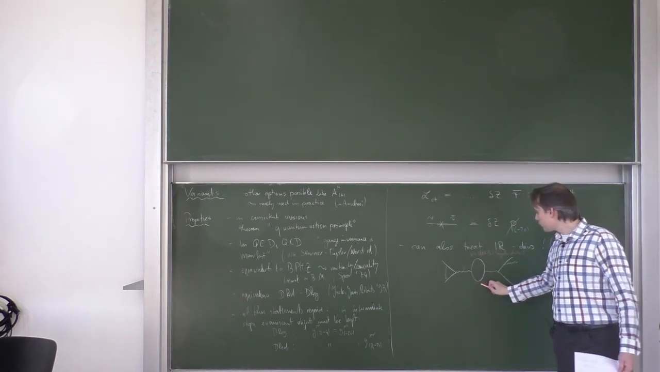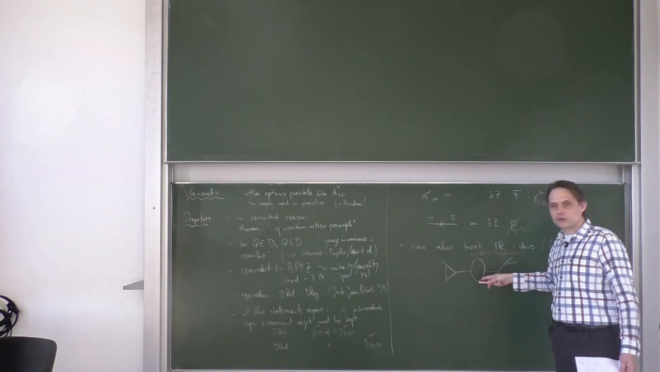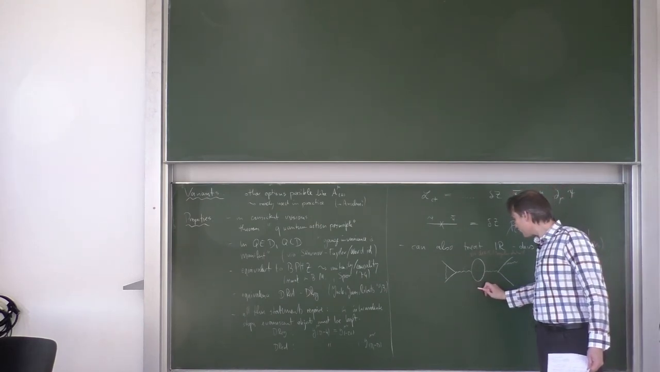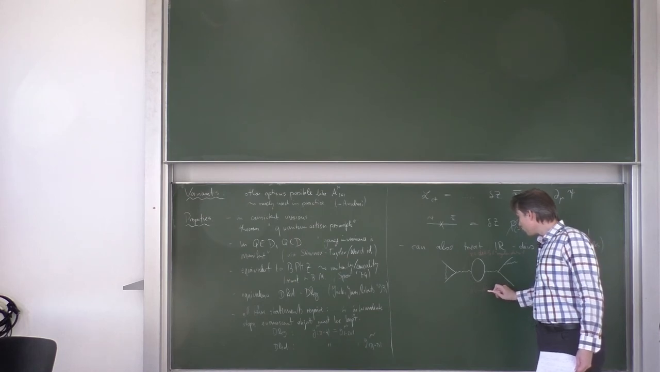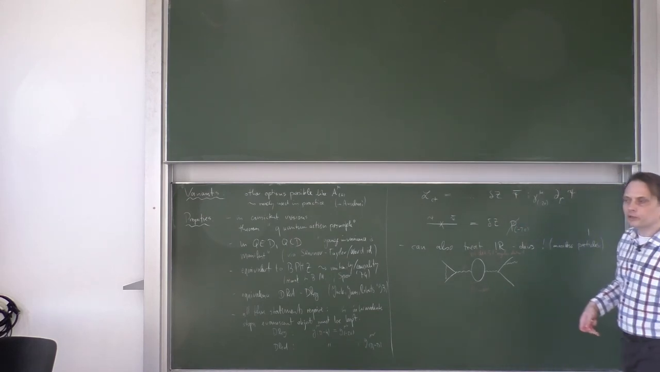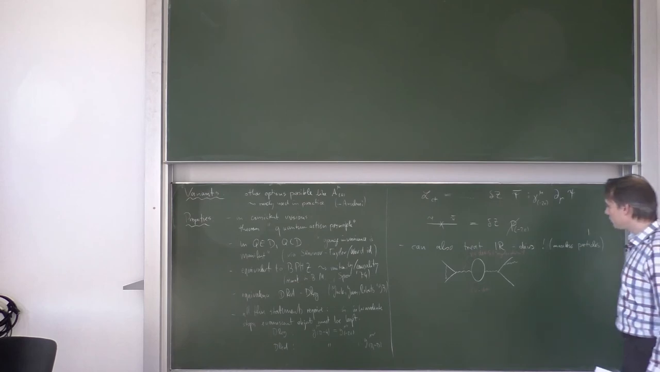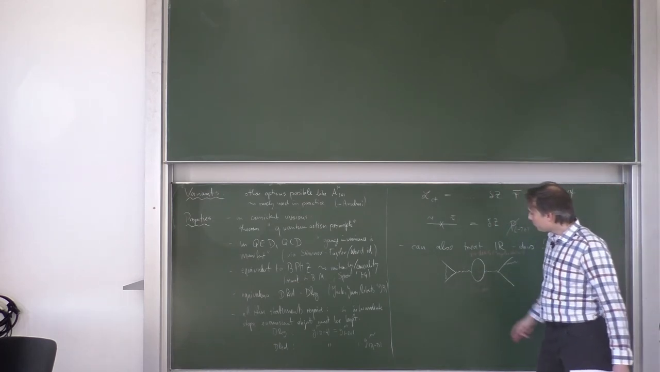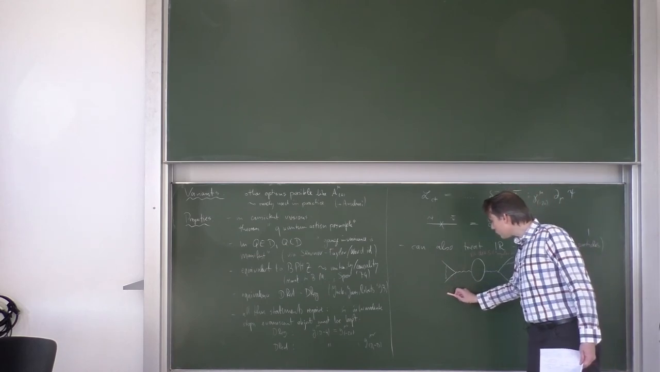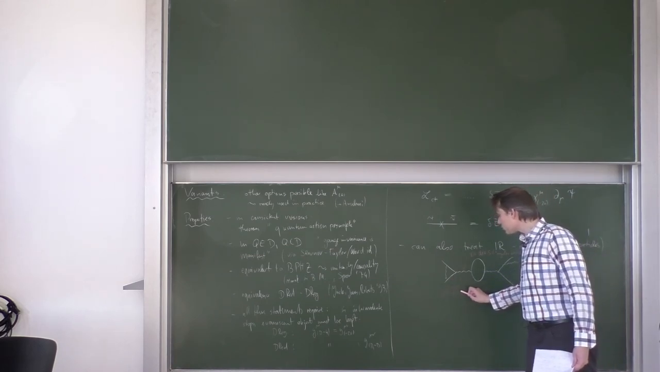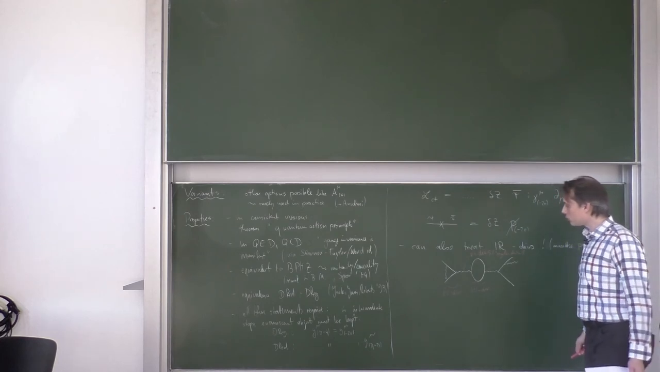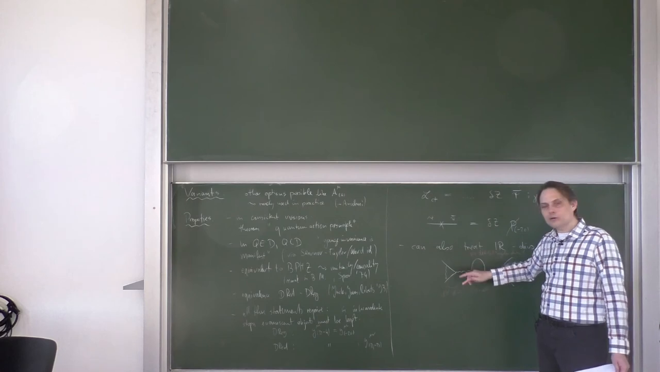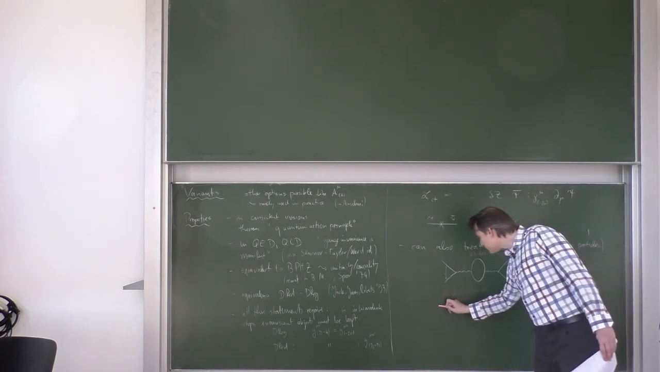On the other hand, here you have a loop, a one-loop diagram. Let's say this could be an electron loop. This is, of course, UV divergent. And the UV divergence is cancelled by counterterms and by renormalization. Here you have also a loop, and this loop is also UV divergent, and the UV divergence is cancelled by renormalization. However, if that is a massless photon, then this loop can also be infrared divergent.